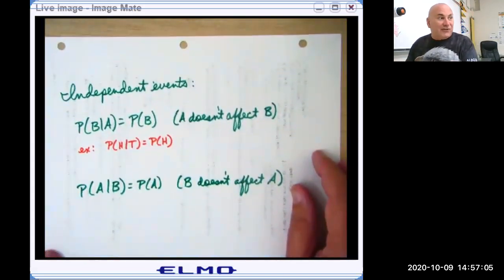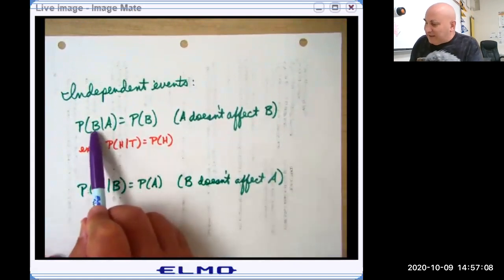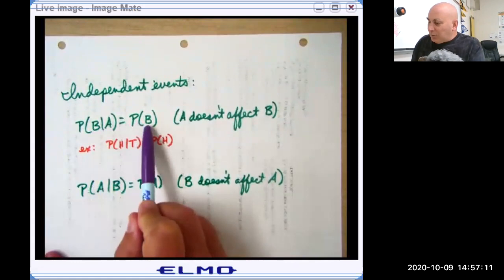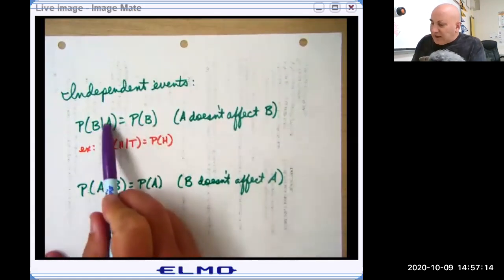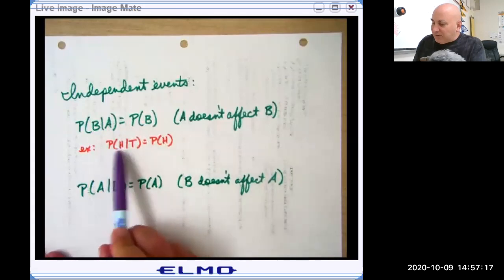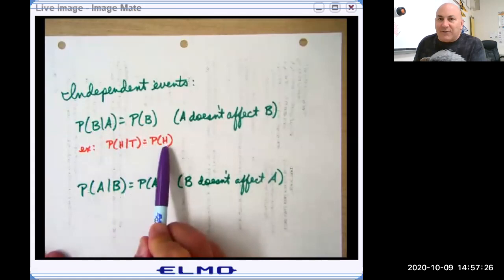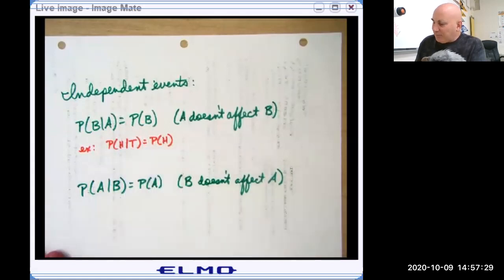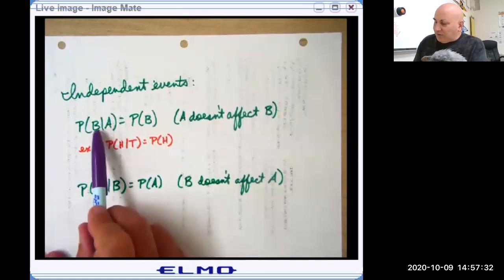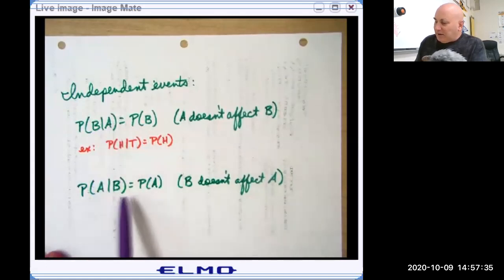And if it doesn't affect, then we get some simplifications. So the probability of B occurring given A is equal to the probability of B, because A doesn't affect it at all. And our example is, if we've already flipped the tails, the probability of getting heads given that we just flipped tails is still 1/2. It's just the probability that we'd get heads. And in this case, if you write it, you notice here it's B given A, here it's A given B. Here, B doesn't affect A at all. So the probability of A given that B has already occurred is just the probability of A.